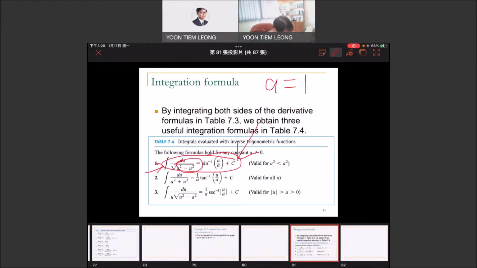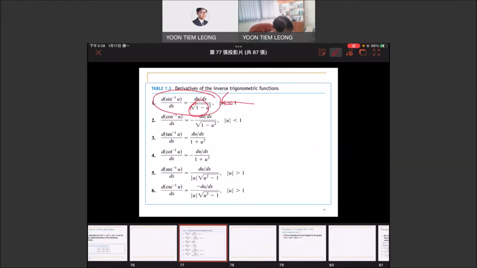Right. So same thing for the case of arctangent. Maybe I'll demonstrate one more time, but I will not do it for the arcsecant. I'll just do it for arctangent. For arctangent, we have this formula: du over 1 plus u squared.